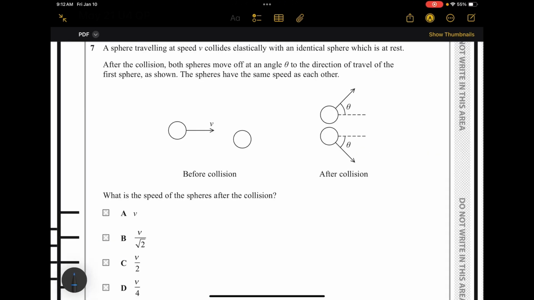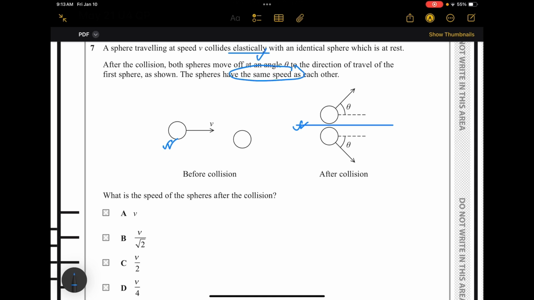Now a sphere traveling at speed v collides elastically, so the kinetic energy will be conserved, with an identical sphere which is at rest. After the collision, both spheres move at an angle of theta to the direction of travel of the first sphere. So this is an angle from the direction of travel of this first sphere. The spheres have the same speed as each other.